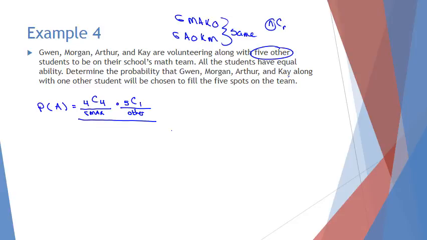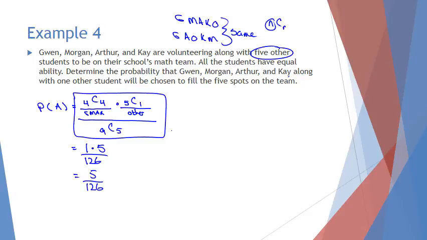Now, on the bottom, it's just how many 5-person teams could I make? Well, in general, there are 9 people interested in this team, and then I'm going to want 5 of them. So again, then you can go through and do your math, and here are the values that we'd get. So it would be 5 over 126, or you could convert that to a percentage as well. But again, this is all the thinking. Everything else after there, really, that's just calculator work. So that would be the probability that those 4 people, along with one other student, will be chosen.